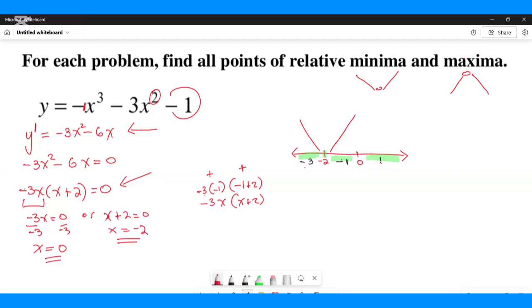Now, let's test at +1. Let's go for +1 right here. So -3 times +1, and then 1 plus the 2. -3 times the +1 will give a negative number. 1 plus 2 will give a positive number. Negative times positive is a negative. So at 1, we're going down like this.